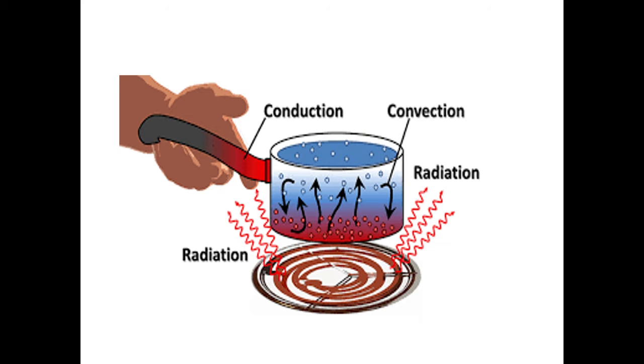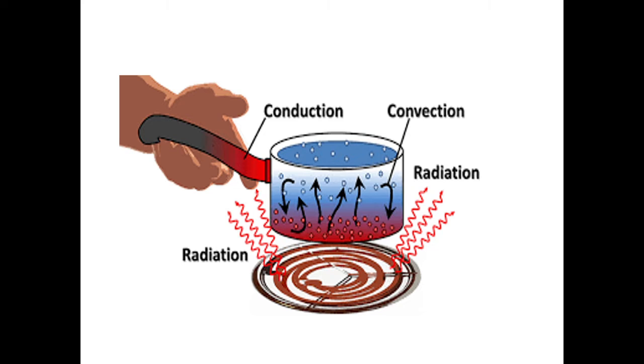Here you can see that a pot is given in the diagram, and we are providing heat by gas. And there are three types of heat transfer. First of all, conduction in the handle of the pot. When we provide heat at the bottom of the pot, the molecules of the pot will also be heated, because heat will transfer from the upper pot to the handle of the pot.